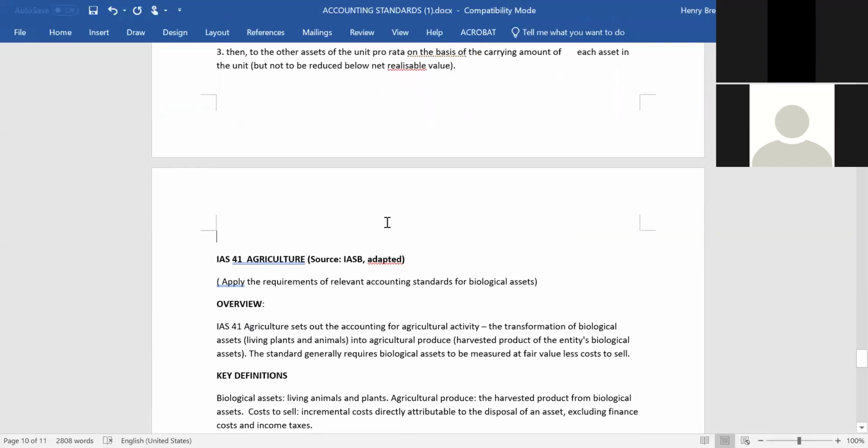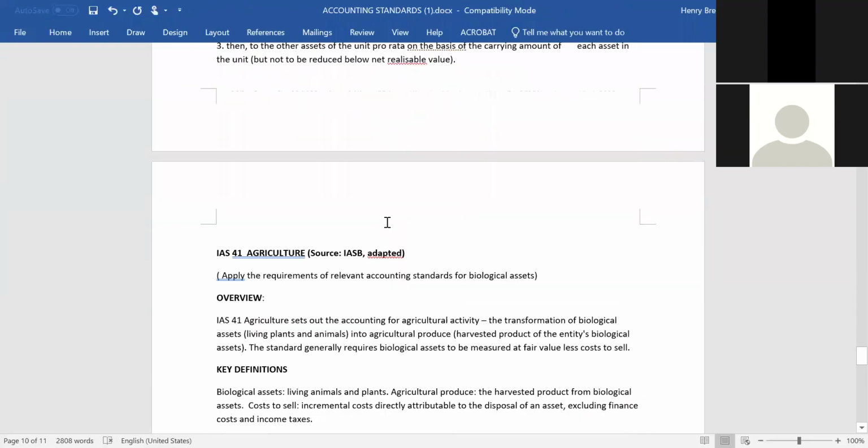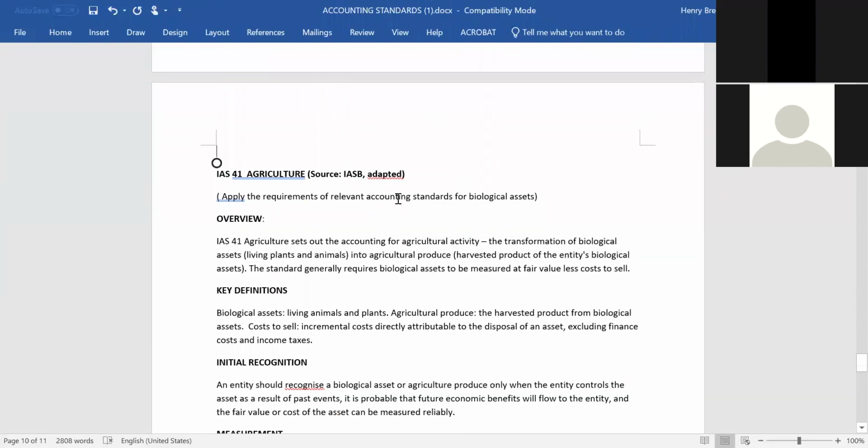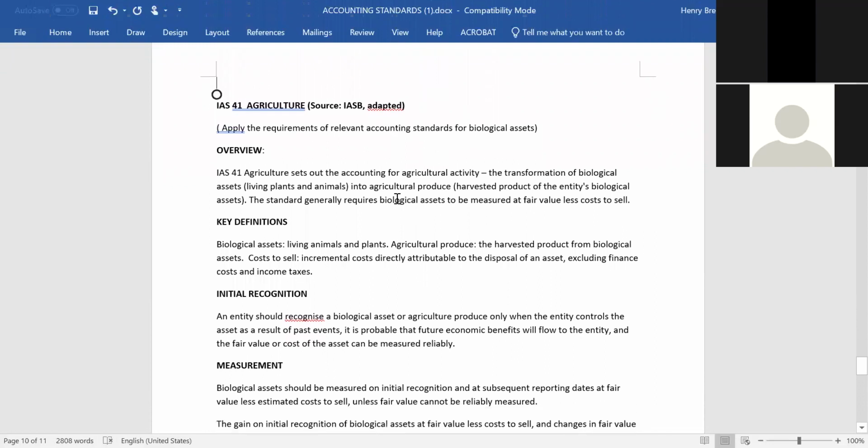Moving from IAS 36, which is impairment testing, we will come to IAS 41, which is agriculture. Agriculture happens to be a very good standard in relation to biological assets. So let's look at the overview. IAS 41, agriculture, sets out the accounting for agricultural activity, the transformation of biological assets, living plants and animals, into agricultural produce. That is the harvested product of the entity's biological assets.